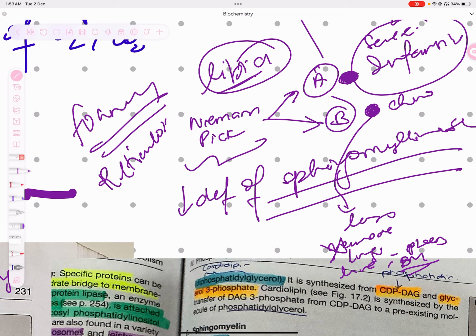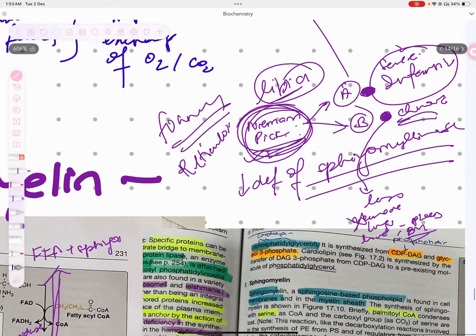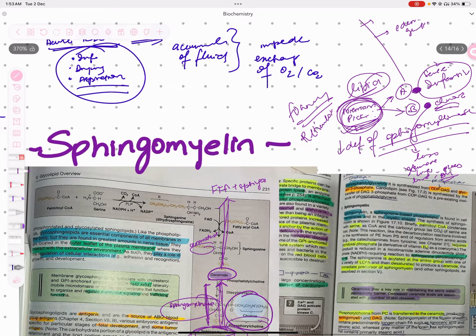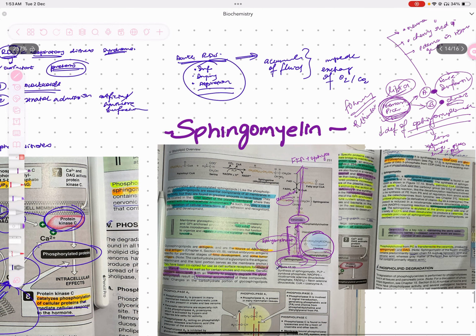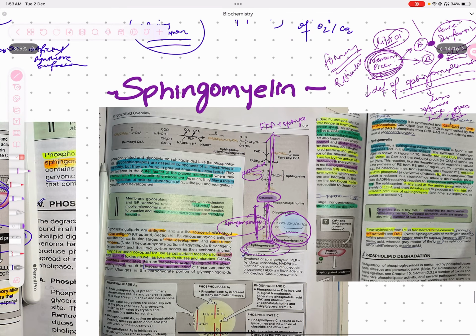So this results in a lesser severe but chronic form of the disease, and it's not assigned to a certain ethnicity, that people of a certain ethnicity can develop this disease. It can be in any person belonging to any race. So yes, this is about Niemann-Pick type A and B and the synthesis and degradation.